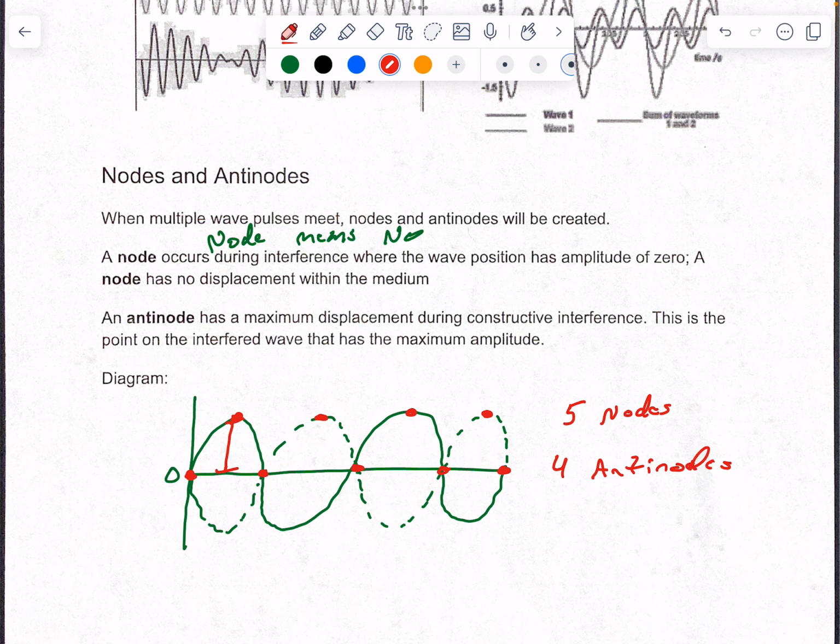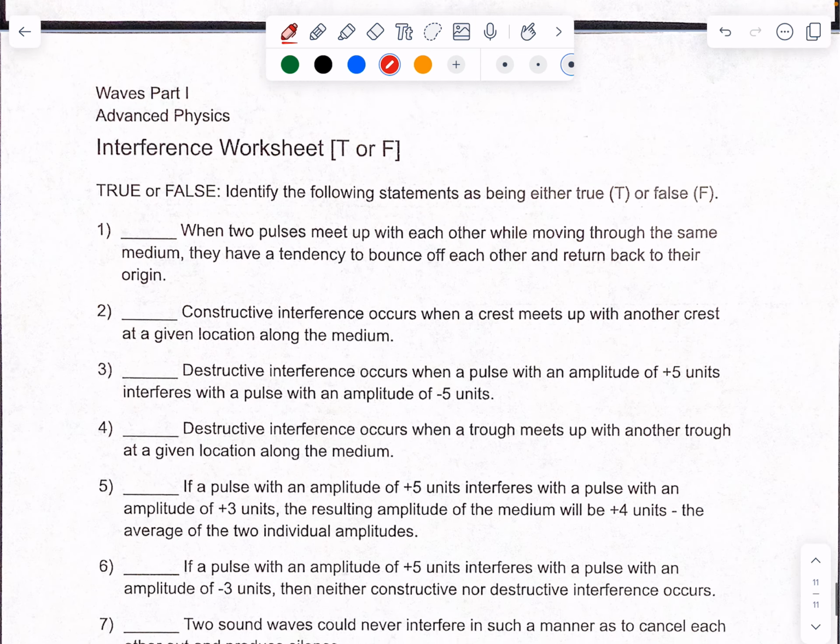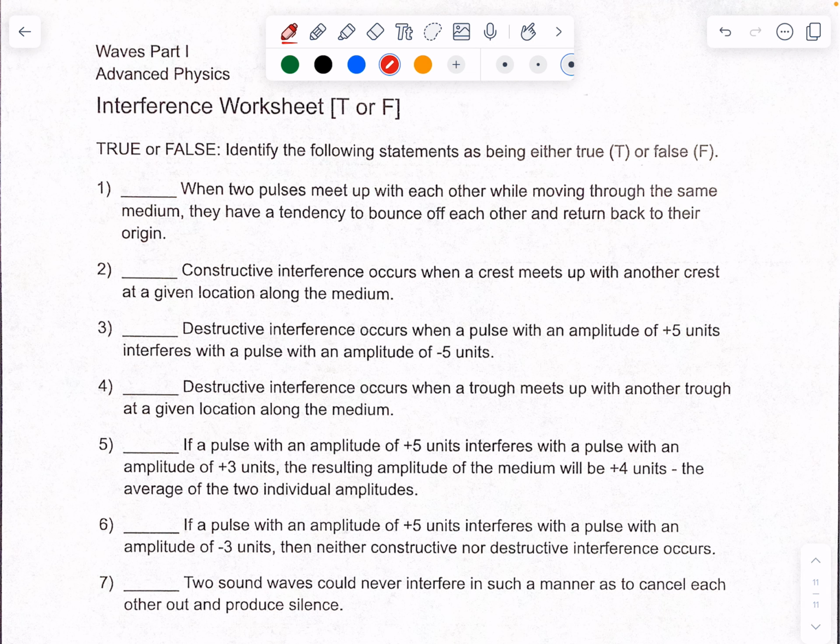So an antinode is where it has amplitude, and a node is where it has 0 amplitude. Going on to true false. Number 1, when two pulses meet up with each other while moving through the same medium, they have a tendency to bounce off each other and return back to their origin. Well, it can be constructive and destructive for the time where they meet, but they don't bounce off each other. They basically just go through each other, combine for a brief moment, and then keep on going. So this would be false. They go through each other.